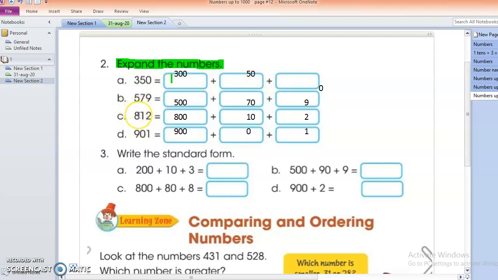If you look at the 8, it is at the hundreds position, that's why it is 800. If you look at the 1, it is at the tens position, that's why it is 10. And 2 is at the ones position, that's why it is 2. Same for 901, 9 stands for hundreds, that's why 900. 0 is for tens, with no tens, this was 0, and then 1 for ones.